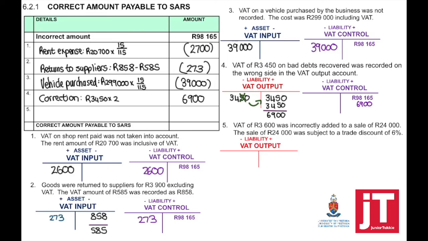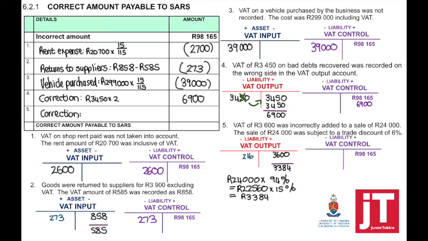So what needs to happen here now? There are different ways in which you can approach this. If you take 24,000 and you times it by 94%, it means that the VAT payable to SARS should have been 3,384. But we have incorrectly shown it as 3,600, which means we've overstated it by 216. If my VAT output is debited, it means that the VAT control account will be debited, therefore minus 216 to the amount which was calculated incorrectly.